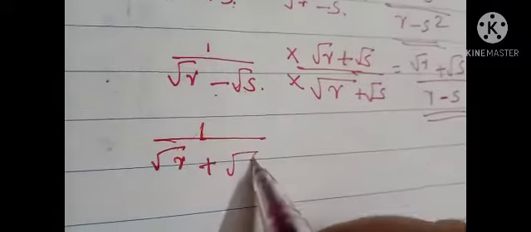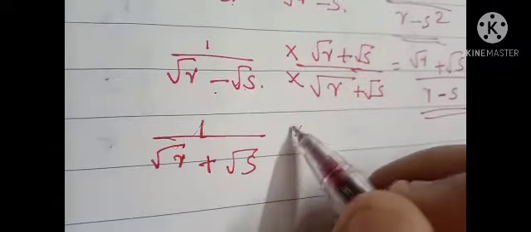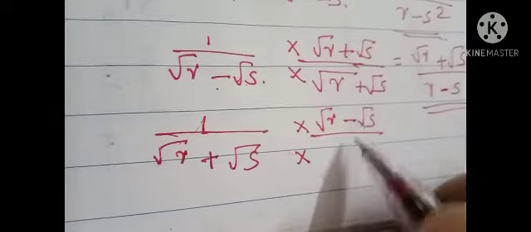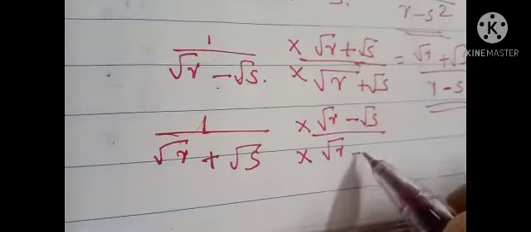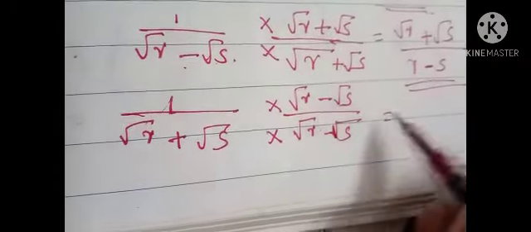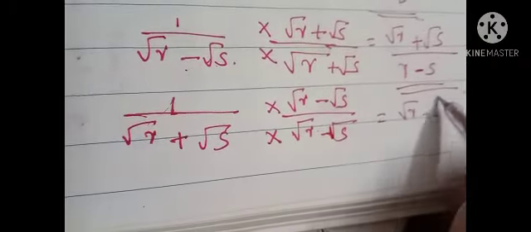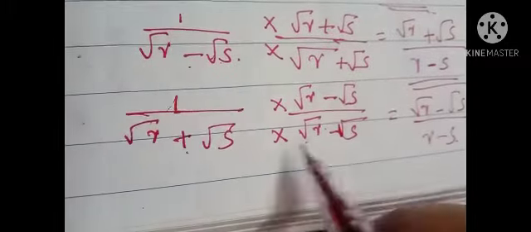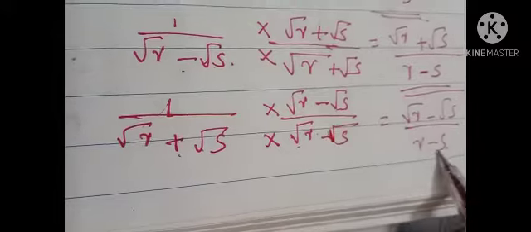The next is when the denominator is in the form root r plus root s. Then what will we do? We have to multiply both the numerator and the denominator by root r minus root s. Now the numerator becomes root r minus root s. The denominator becomes a square minus b square, so r minus s.